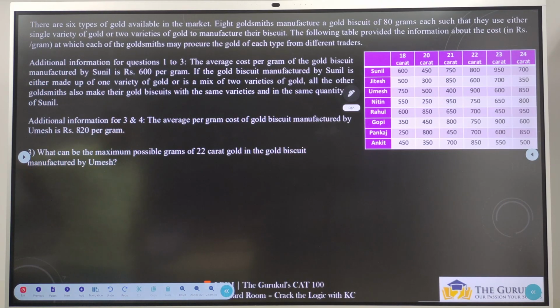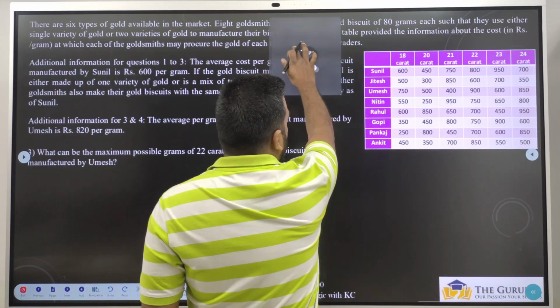Okay. Let's look at the next question. The additional information for questions number 3 and 4: the average per gram cost of gold biscuit manufactured by Umesh is 820 per gram. They are talking about this third person, Umesh.